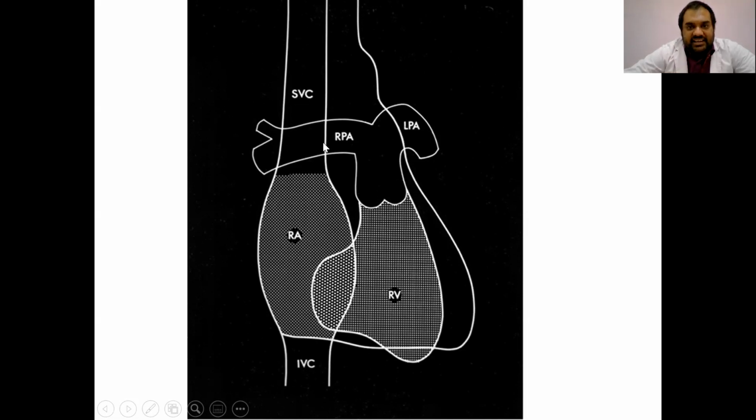And here we can see the right pulmonary artery and left pulmonary artery. And this is the main pulmonary trunk. And you can see here the right ventricle, the orientation of the right ventricle, which is posteriorly located.